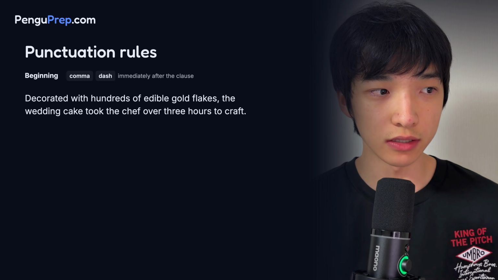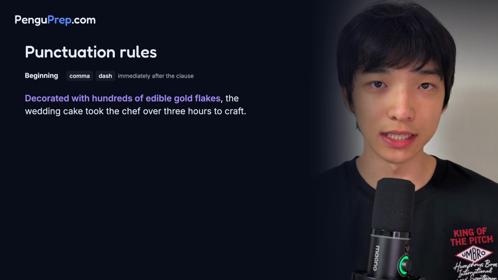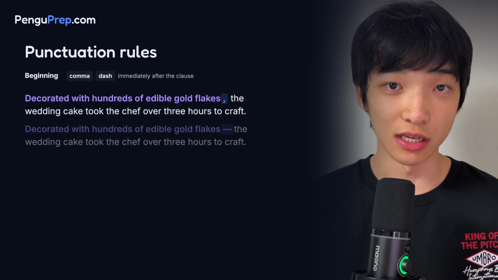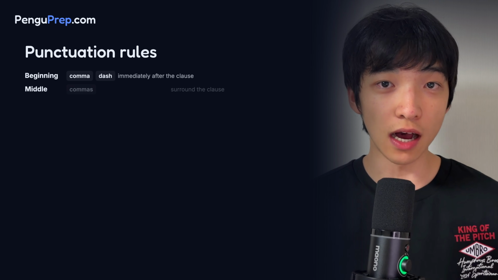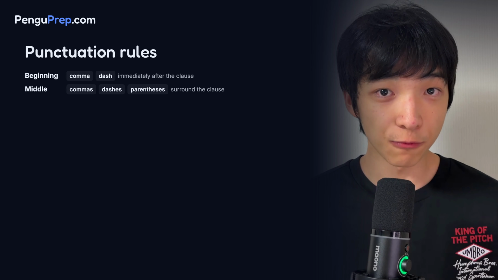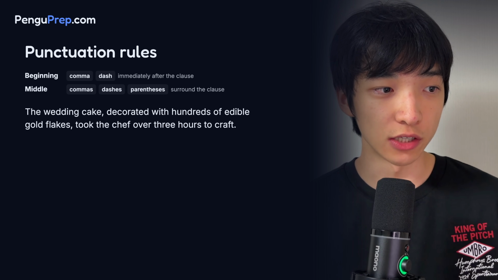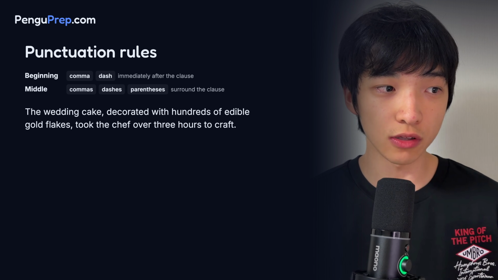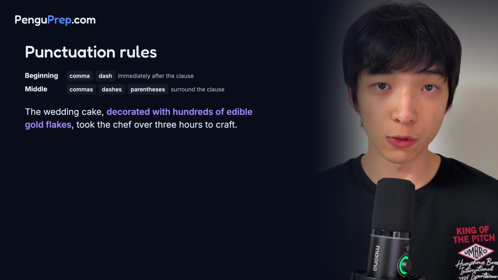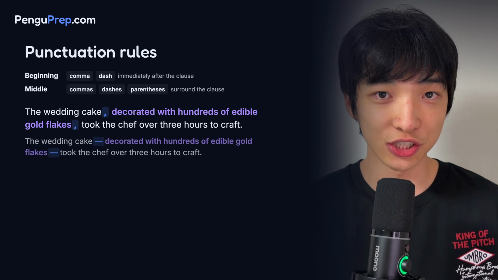Here, the non-essential clause is from decorated to flakes, so we need to place either a comma or a dash immediately after it. When a non-essential clause is in the middle, we either need to surround them by commas, dashes, or parentheses. For example, the wedding cake decorated with hundreds of edible gold flakes took the chef over 3 hours to craft. Here, the non-essential clause is from decorated to flakes, so we either surround them with commas, dashes, or parentheses.